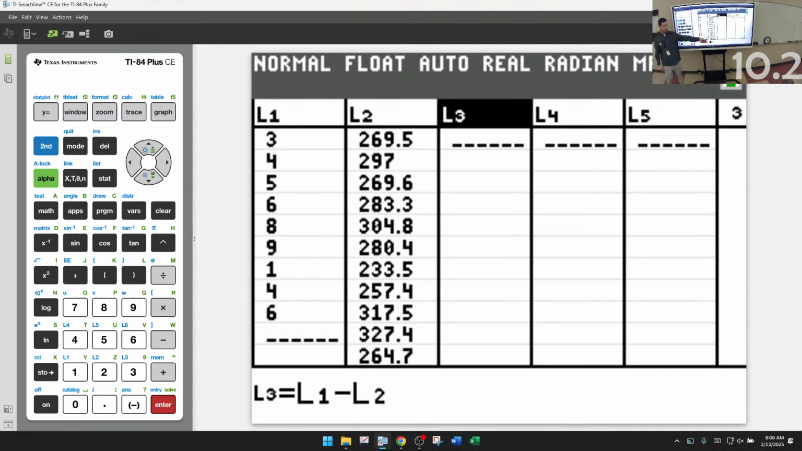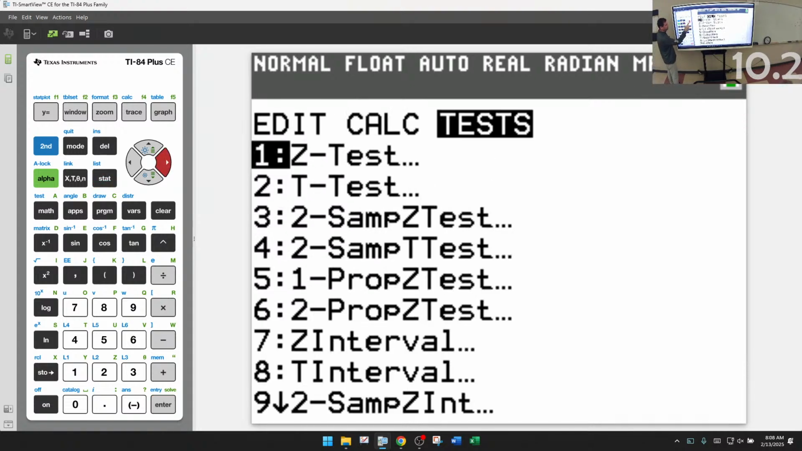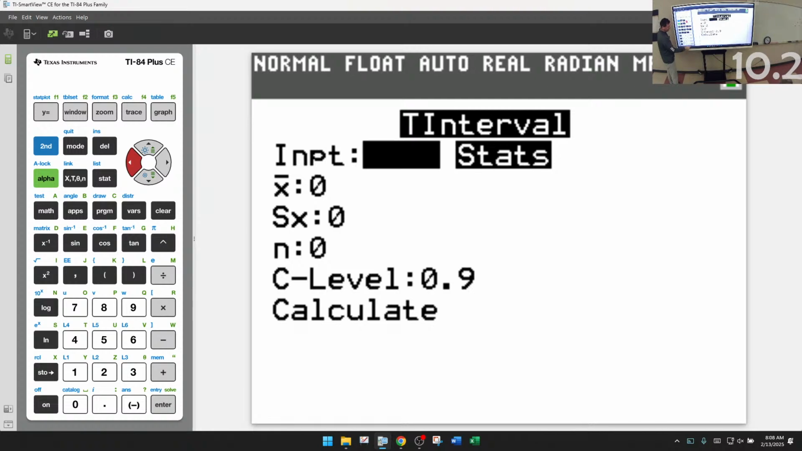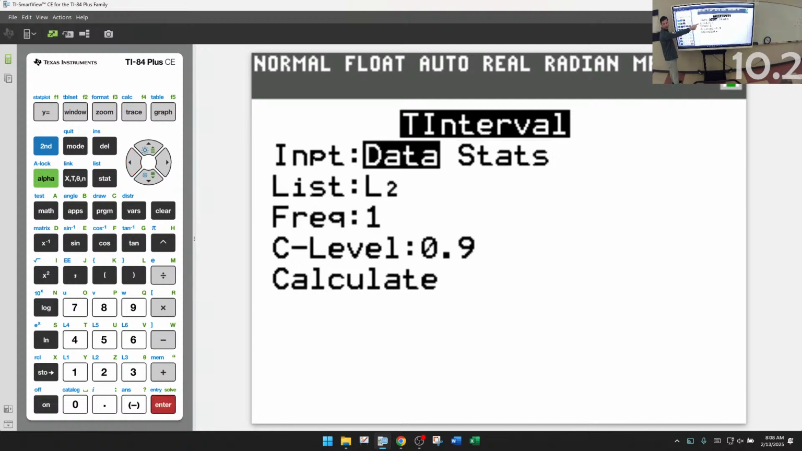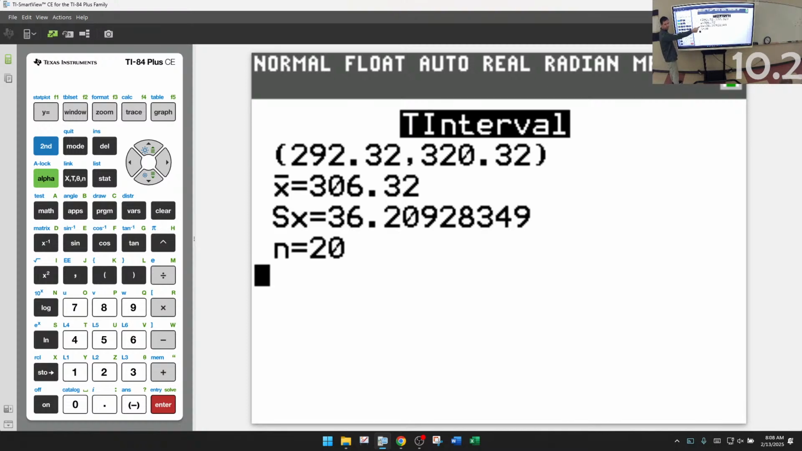Then everything's in L3. You're going to do a T interval with L3. You go to stat, test, and T interval, and you have the data, wherever you put the differences, because it's just one sample. When you calculate it, it gives you X bar and the standard deviation. It does all the math for you. You just have to put it down on your paper.